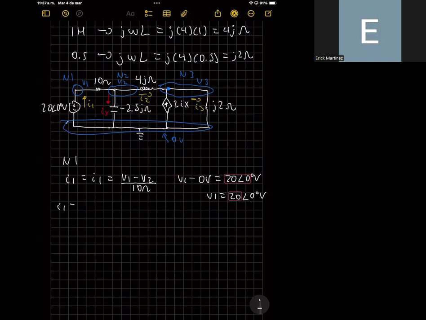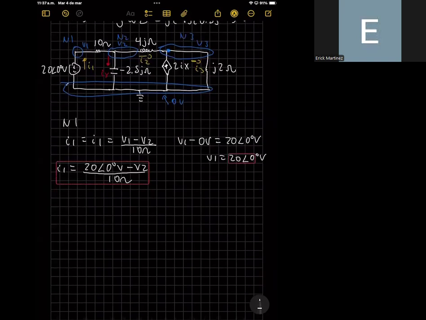So I1 can be written as V1, that in this case is 20 with an angle of 0 degrees volts, minus V2, and this is divided by 10 ohms. So this is the current that is moving along this branch. And we can make a similar approach for the other nodes. This was for node number 1, and now we need to make it for node number 2.